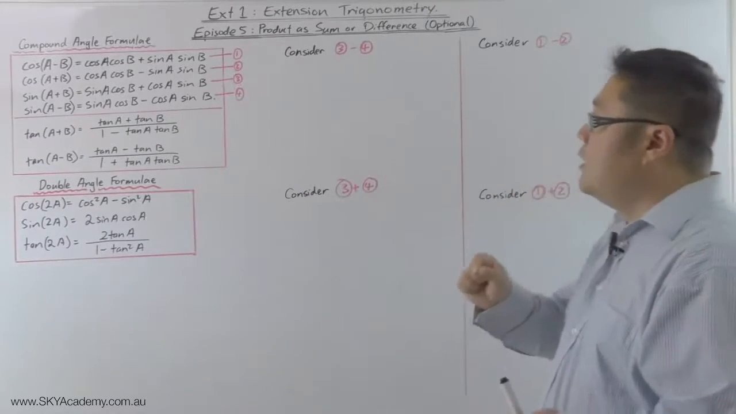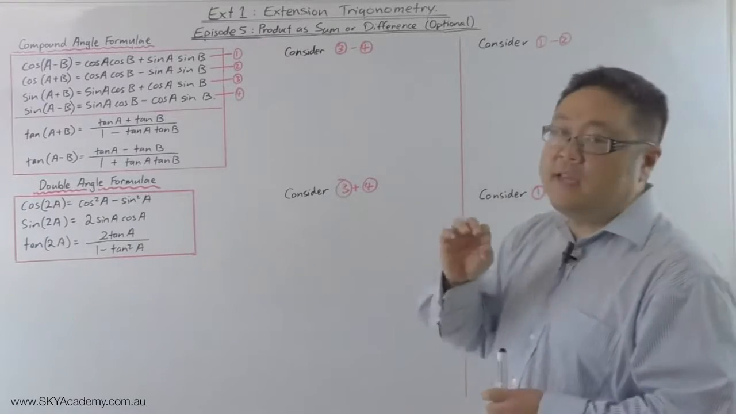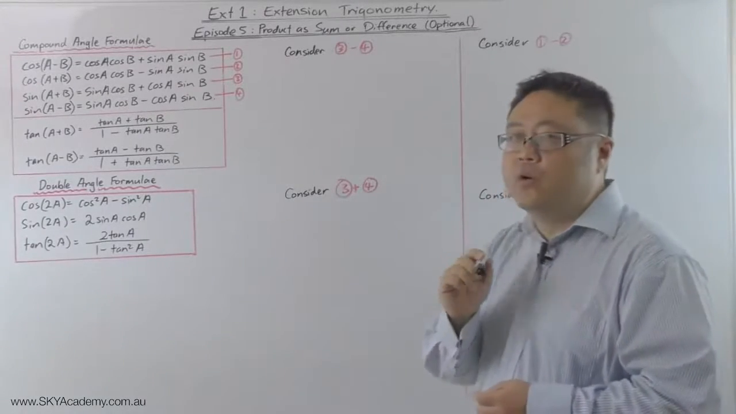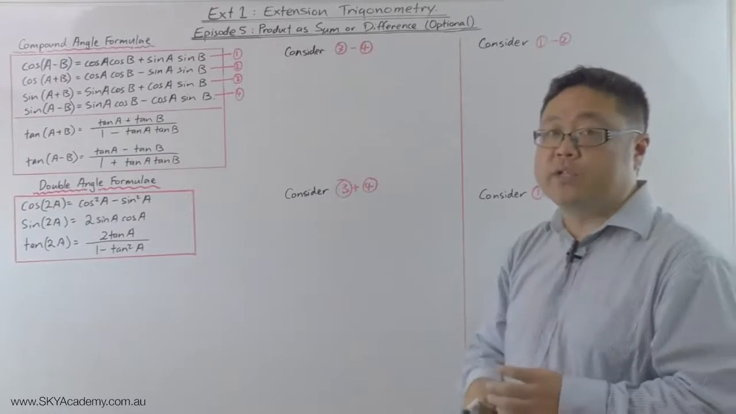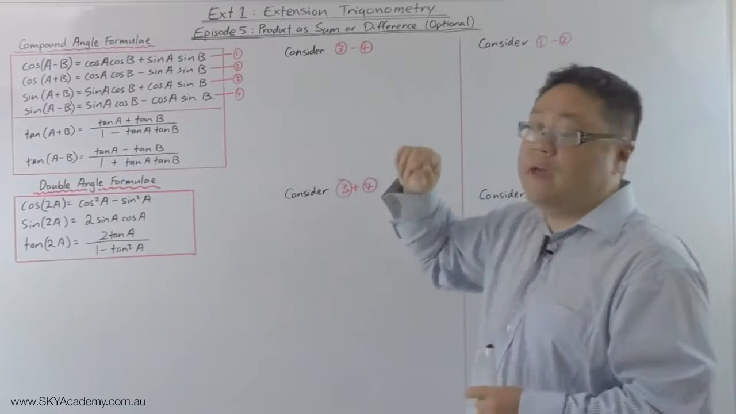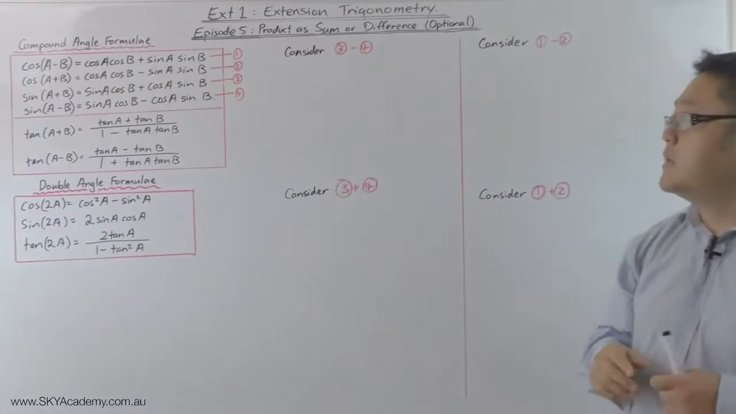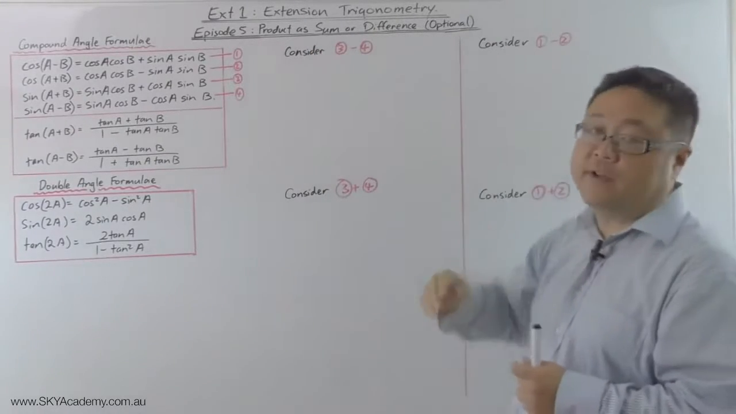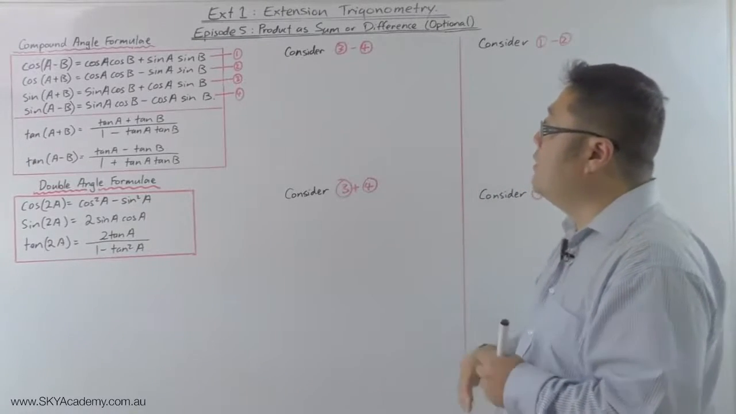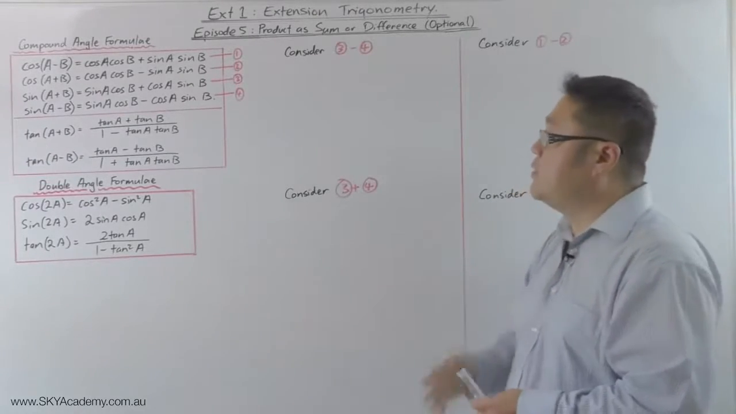What I want to do now is look at some more formulae, but these formulae are optional. I wouldn't necessarily recommend them unless you're also doing extension 2, although they are good to know. The two types of formulae that we'll be learning are the product as a sum or difference, so the product of sine and cos as a sum or a difference of a sine and cos ratio, and the other one is the sum or difference as a product. So let's have a look at how this works.